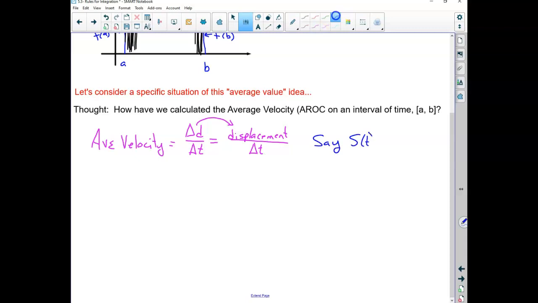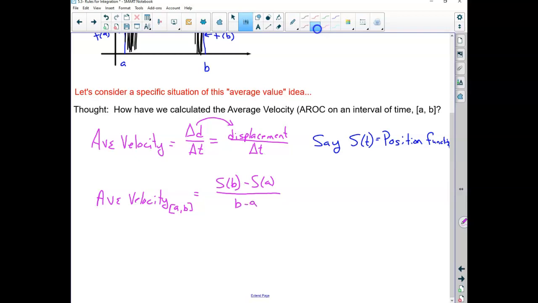And let's say S of t is going to equal my position function. That is what they typically call our position function in calculus, is S of t. Well, how do we find it? Well, we find our average velocity on the interval from A to B. How did we find that? Well, we took our change in position. We took S of B, our position at B, minus our position at A, and we divided that by B minus A. And what did that give us? That gave me my change in position, or my displacement, divided by my change in time.